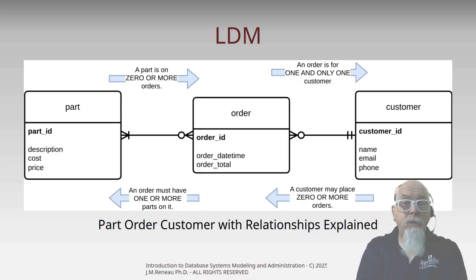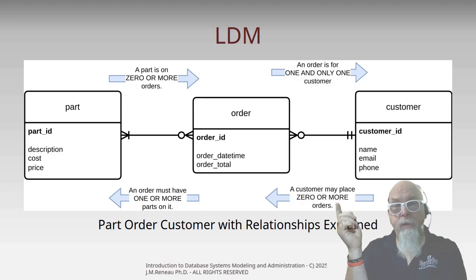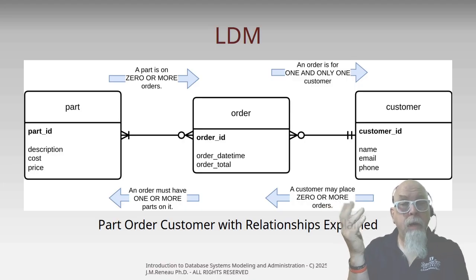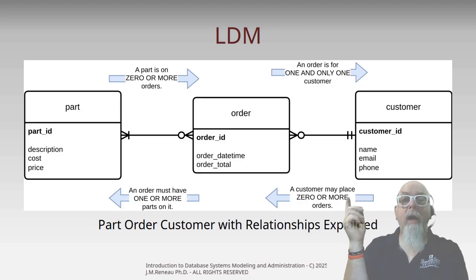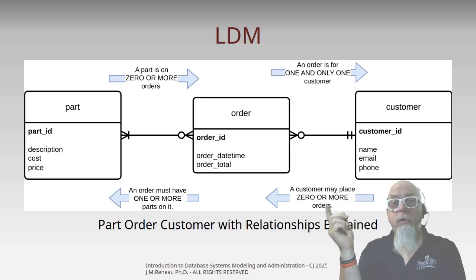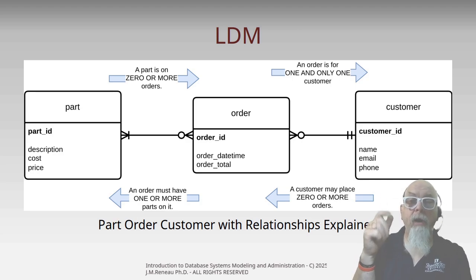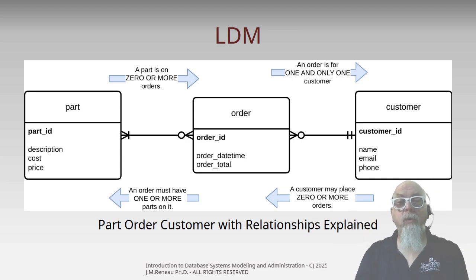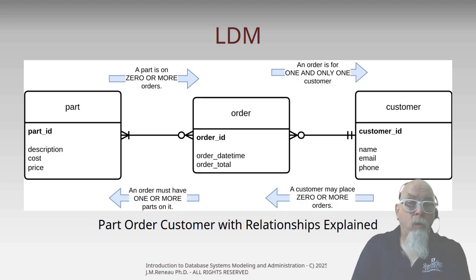If your business rules say a customer cannot exist if there is not an order, they have to be put in at the same time, then you could have drawn that as a one or more instead of a zero or more relationship. So a customer may place zero or more orders, but an order is for one and only one customer. Now let's look at the relationship between orders and parts. An order really can't exist without a part on it. It just makes no sense to have a customer place an order without parts on the order.